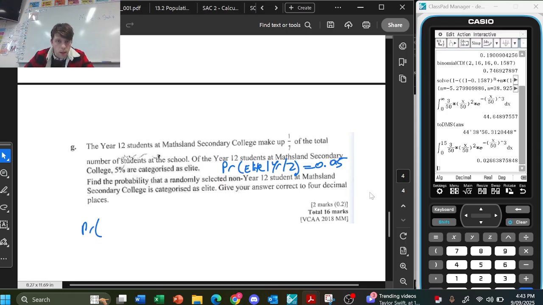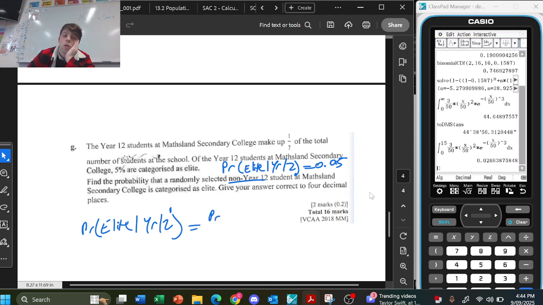We're trying to find the probability. So if we're dealing with a non-year 12 student, we can use the notation like not year 12 like this. So what's the probability that they are not in year 12 given that they're elite? Let me have a think about this real quick. So it's like they are elite given that they're in year 12. Yeah. So, or given that they're not in year 12, I suppose. So we need to find the probability that they're elite given that they're not in year 12.